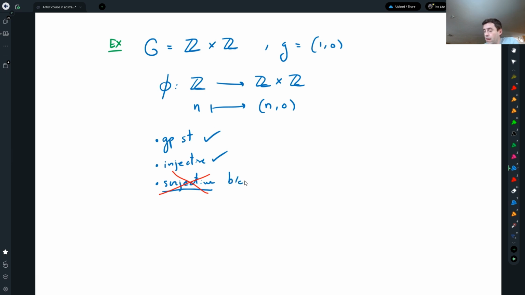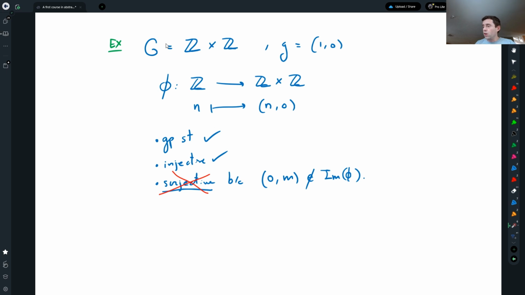It's not surjective because, well, obviously I can't get anything like (0, 1). It's not in the image of phi. But still, it tells me something interesting, which is that, because this is an injection, Z is injected into here. So that tells me that the integers are in here somehow, so that this does contain a copy of the integers. So that is important information about the group G.